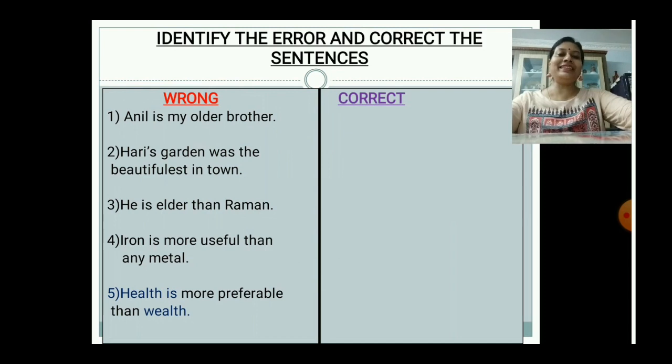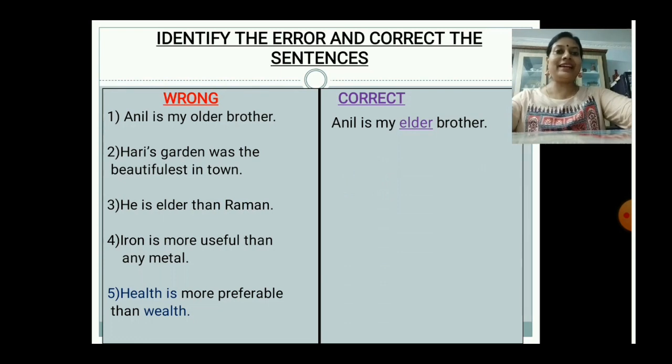Now let us apply these rules to correct these sentences. The first is, Anil is my older brother. Can you find out which is the wrong word here? Yes, in place of older, we will use elder here. Anil is my elder brother.